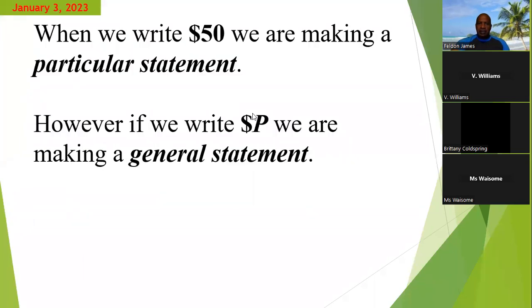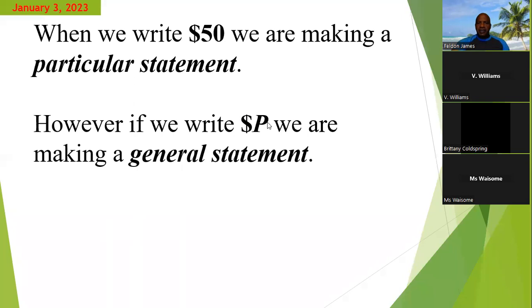All right. When we write $50, we are making a particular statement. However, if we write $P, we are making a general statement. Now, why do we call $50 a particular statement? Because we have an actual value here. We know that particular value. That particular value is 50.